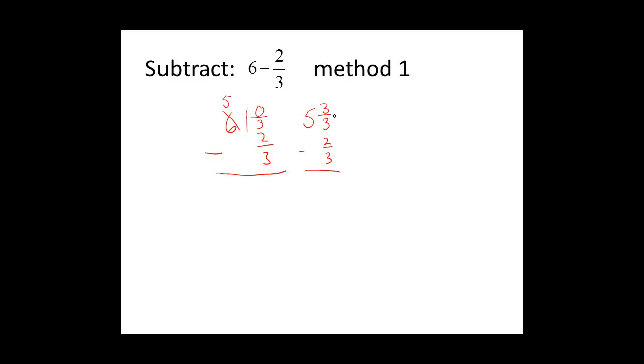So now we will subtract: 3 minus 2 is equal to 1, and we keep the same denominator. And 5 minus 0 is equal to 5. So 6 minus 2/3 is equal to 5 1/3.